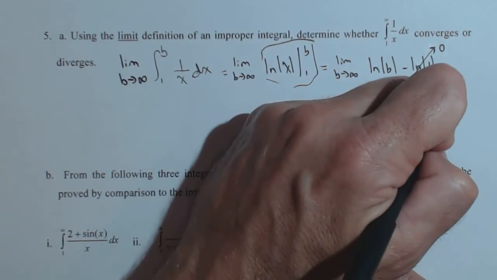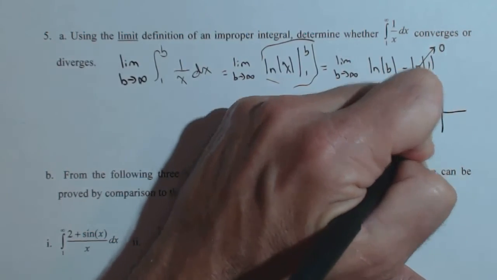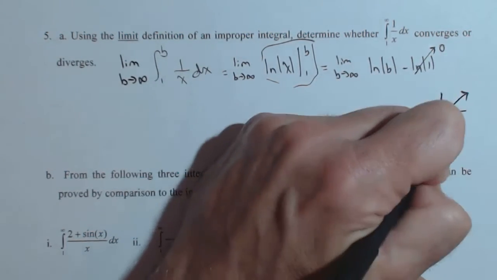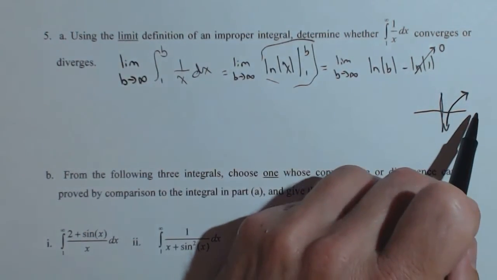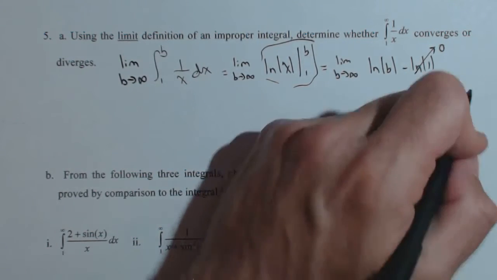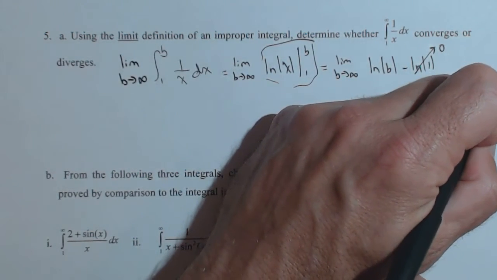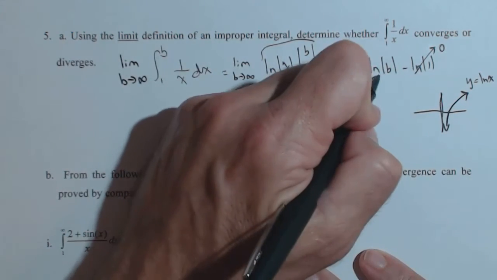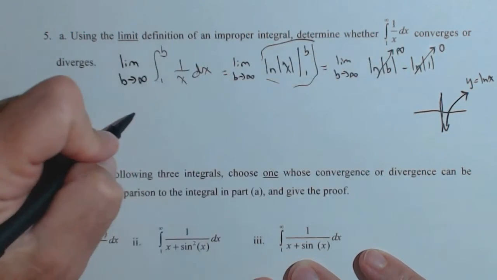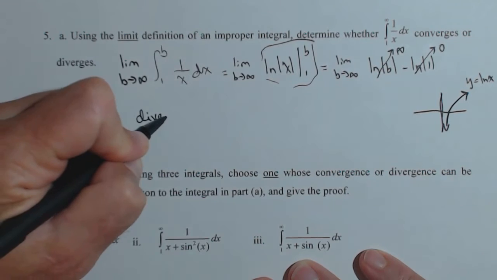Well, the graph of ln of x looks like this. So as x goes to infinity, the graph of ln of x also goes to infinity, which means this thing is going to go to infinity, which tells us this improper integral diverges.